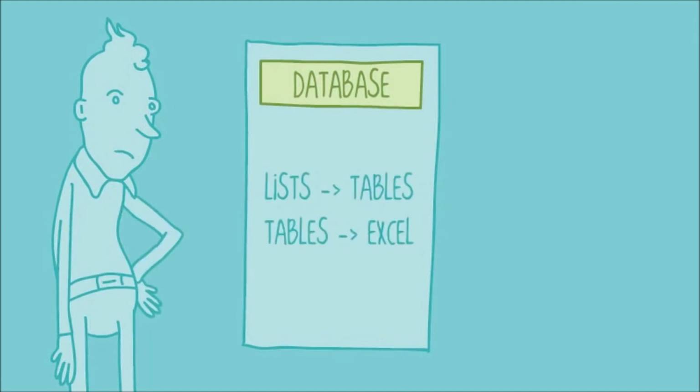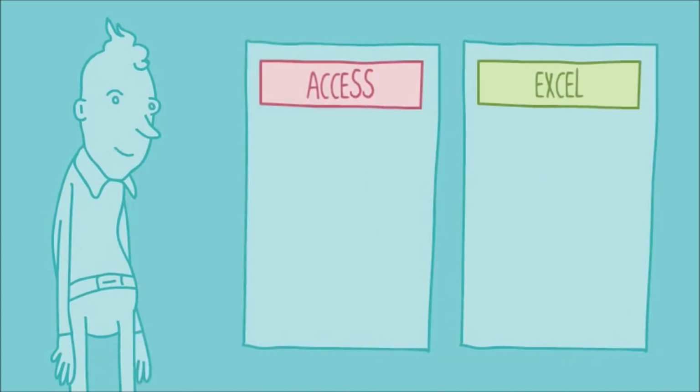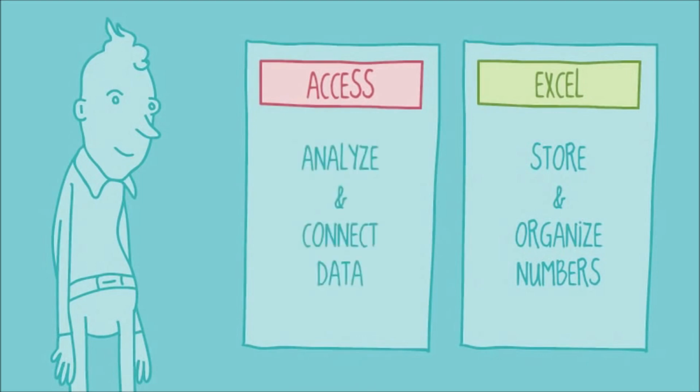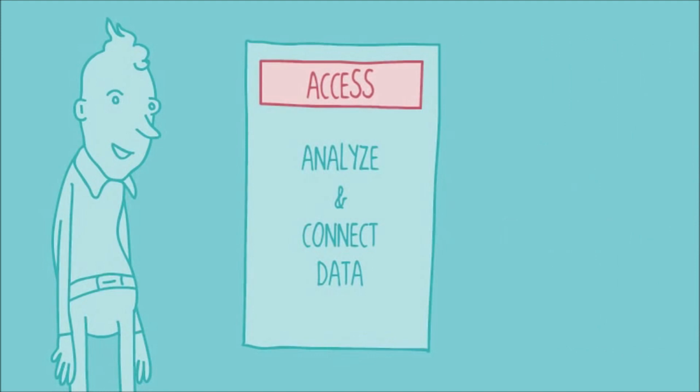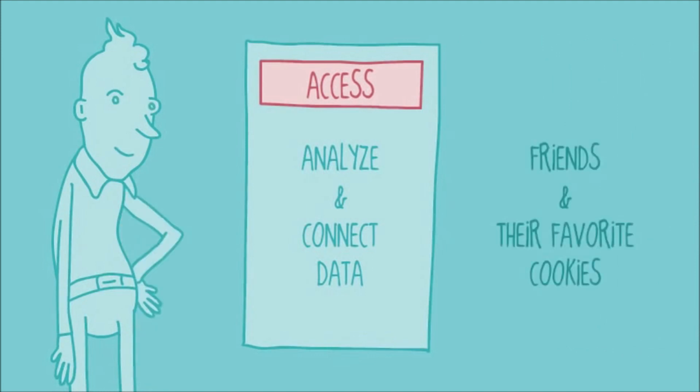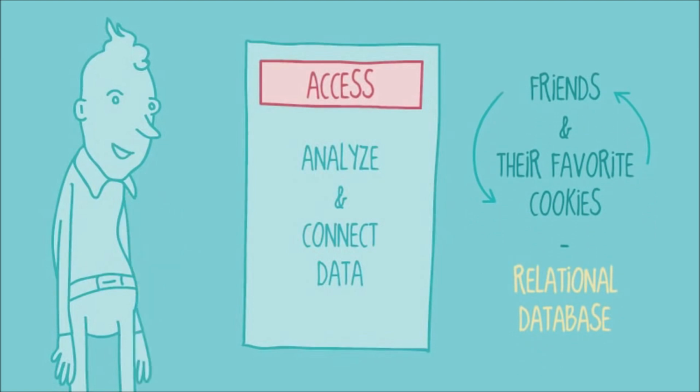So, if a database is essentially a collection of lists stored in tables, and you can build tables in Excel, why Access? Why do you need a database at all? Let's compare. While Excel is great at storing and organizing numbers, Access is better at analyzing and connecting other types of data. For example, names and descriptions, or your friends and their favorite cookies. The databases you'll be working with in Access can actually understand how different lists and their contents relate to one another. We call this a relational database for its ability to understand relationships, and it's really what sets Access apart.